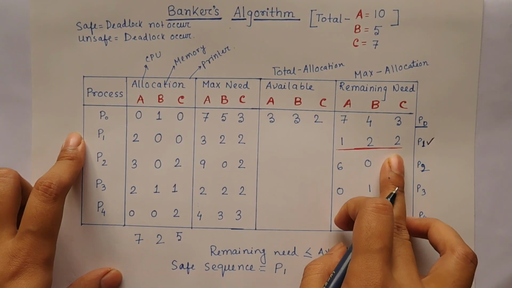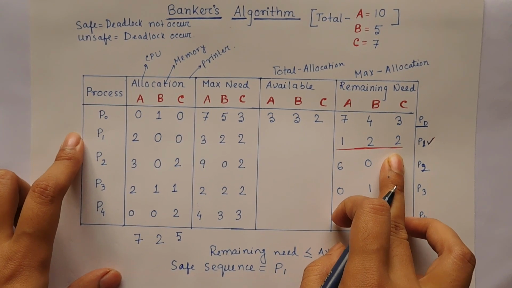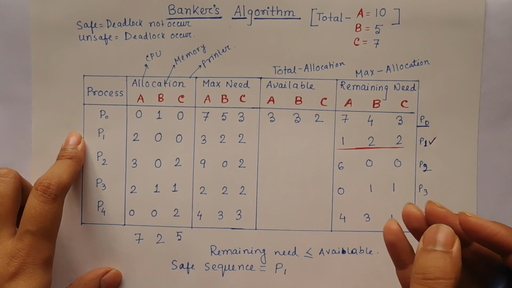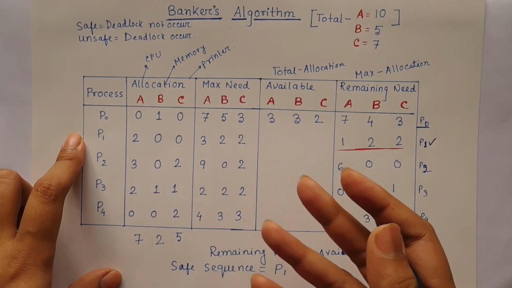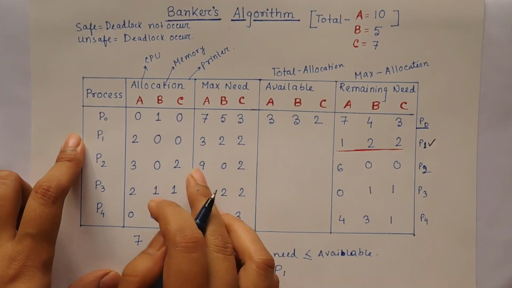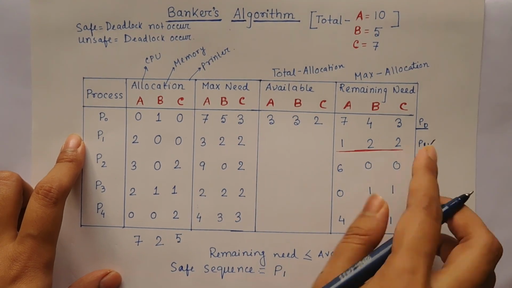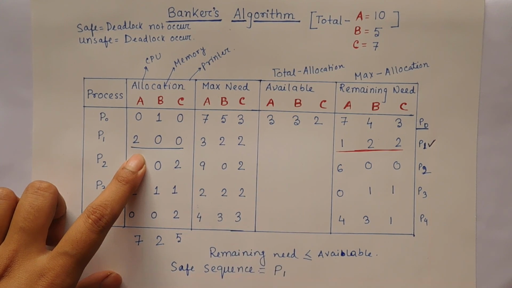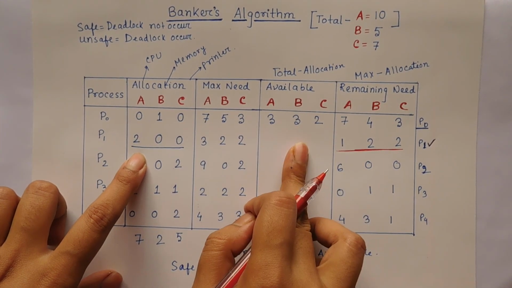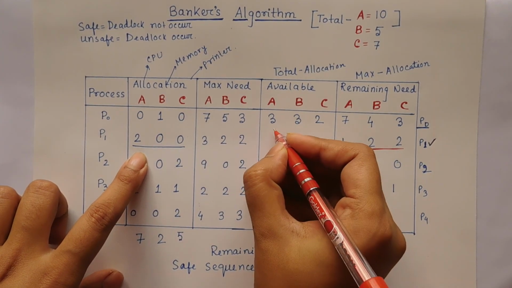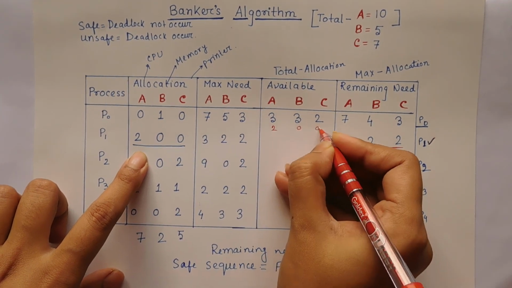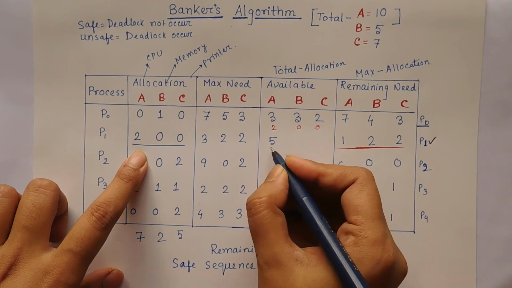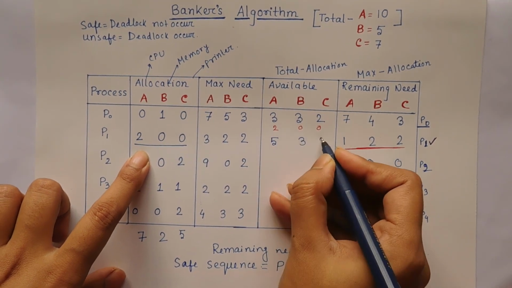After P1 is processed, as with any process, after execution it releases all its resources. So after P1 executes, it releases its resources. That means this is added to the available resources. So we add 2 0 0 and now the available resource is 5, 3 and 2.